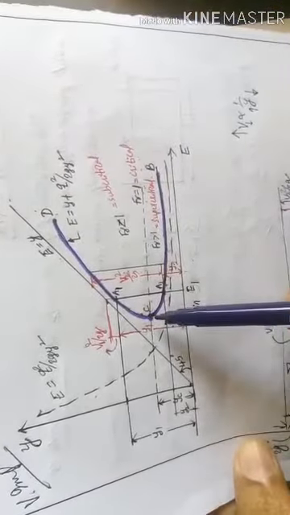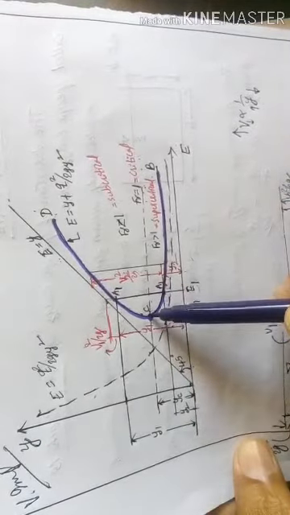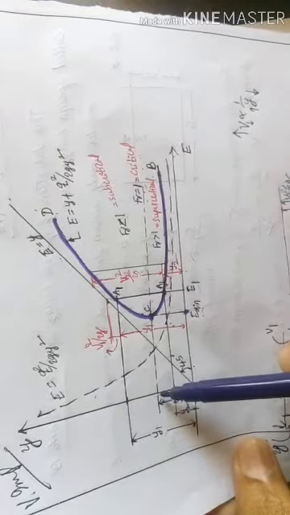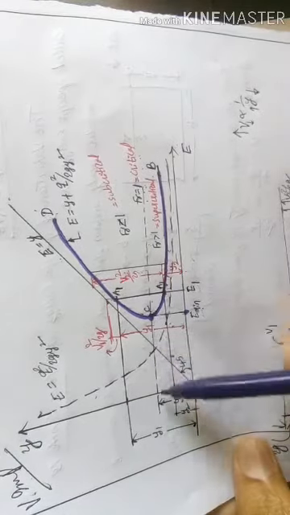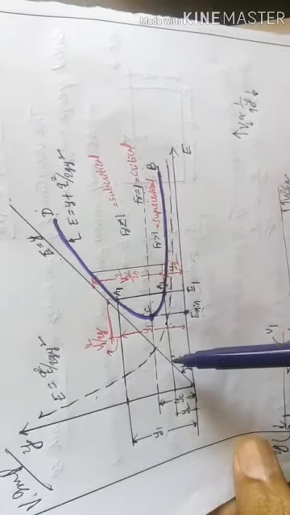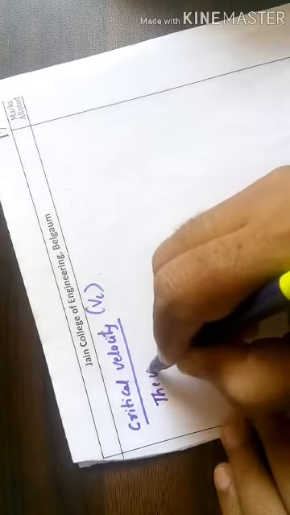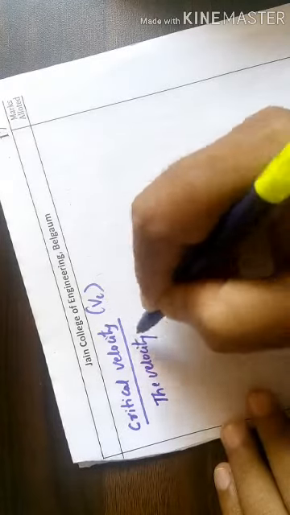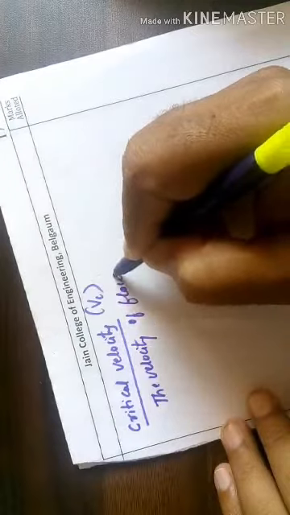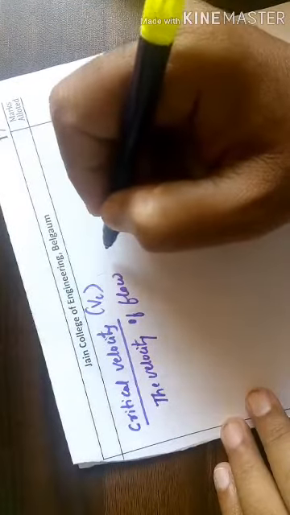Here the critical velocity means the velocity of flow at the critical depth. In this curve, the depth corresponding to the point C is called the critical depth, and the velocity corresponding to the critical depth is called the critical velocity. It is the velocity of flow at the critical depth.